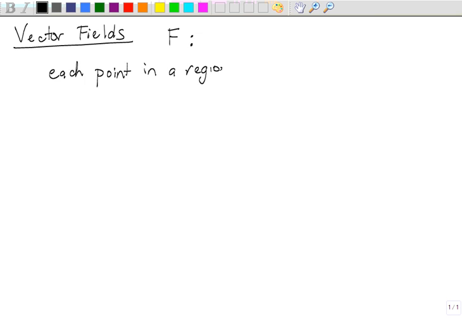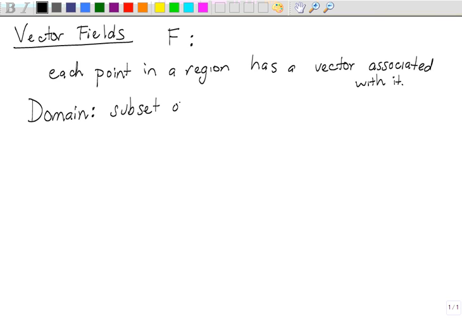Okay, we're now going to talk about vector fields. We'll call the first vector field F, and it's where each point in a region has a vector associated with it. So the domain is a subset of the reals with whatever dimension you're in, n, and the range is a subset of the vectors, however many entries you have, n.